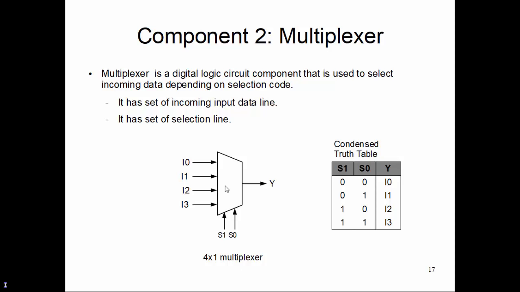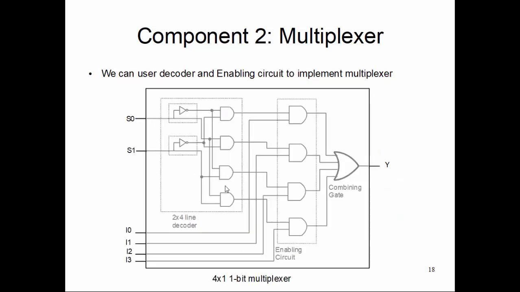So this is what the multiplexer is. This is a 1-bit 4x1 multiplexer, meaning I can select from 4 independent input channels, and each channel is assumed to be 1 bit. We can combine 32 such multiplexers to make a 4 to 1 multiplexer for 32 bits.